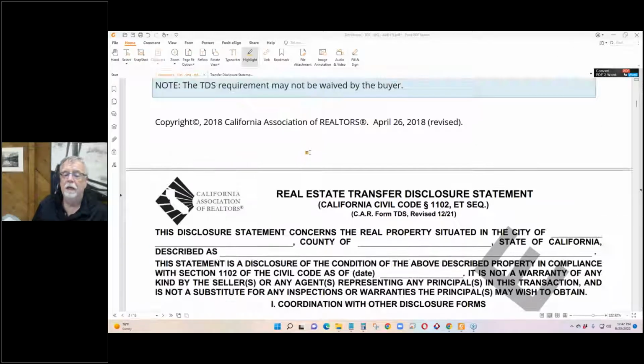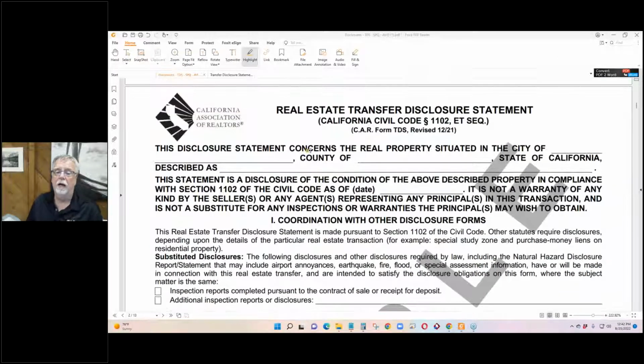All right. So what does it look like? Now, I'm going to show you the two most common ways of having sellers fill this out. So what I normally would do if I were on a listing appointment and they're like, okay, we're ready to go, let's do it, is after they've signed the listing agreement, I'm going to tell them that I'm going to send them some disclosures that need to be filled out.